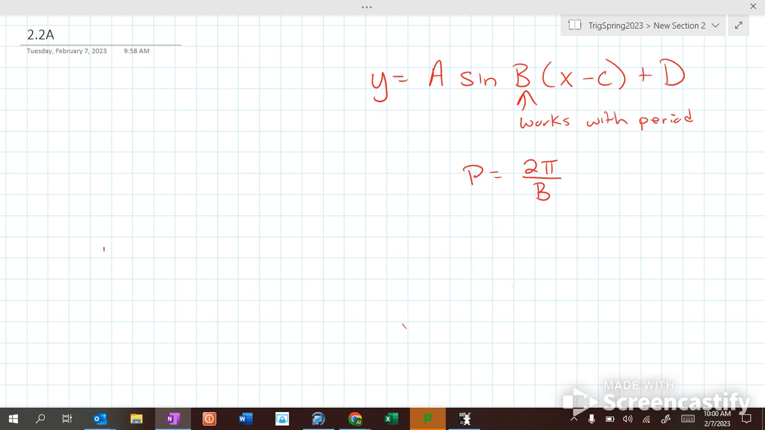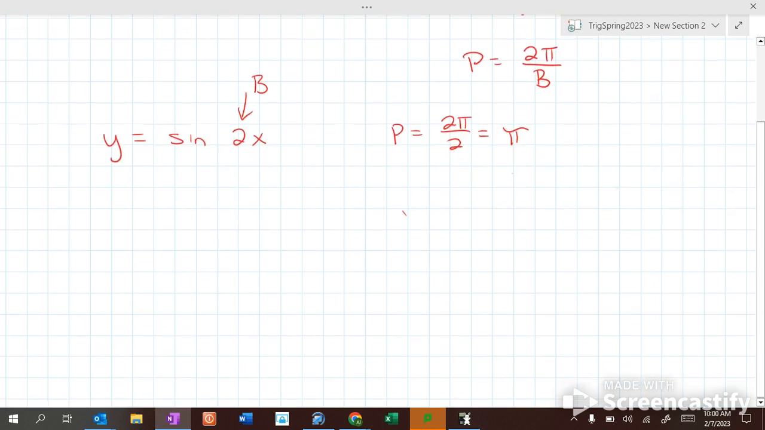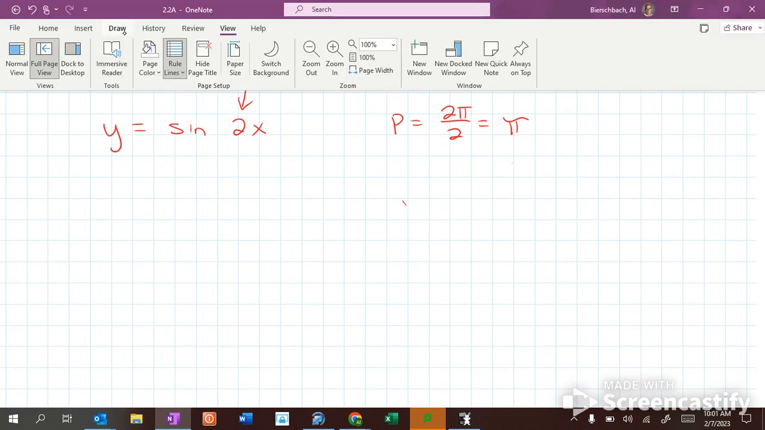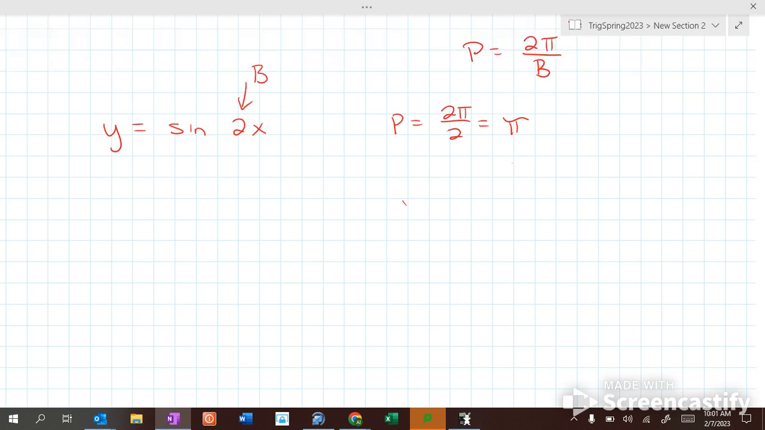So let's say we have y equals the sine of 2x, where this is b. Okay? So let's see how that affects our graph. Well, our period is going to be 2 pi divided by 2. So how long is our period going to be? Just 1 pi. I'm still going to have you graph the normal sine curve and then graph a new one with the period involved today.